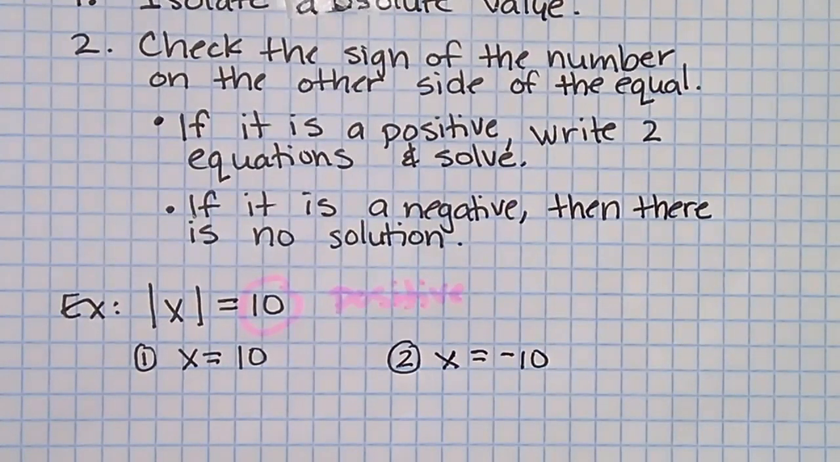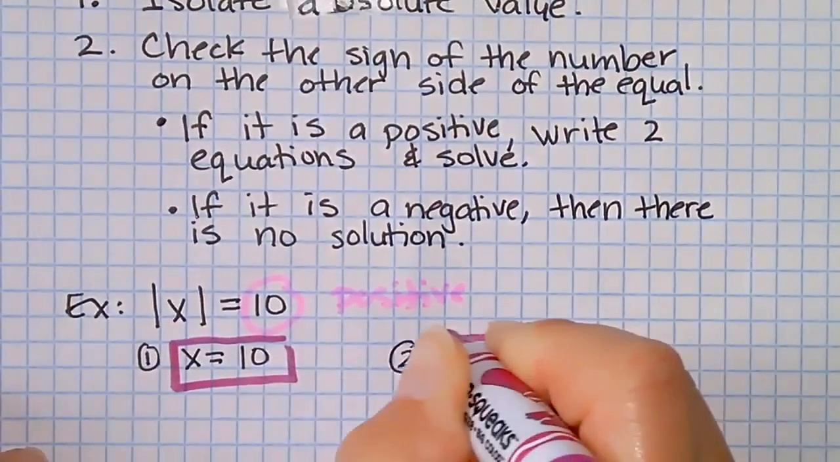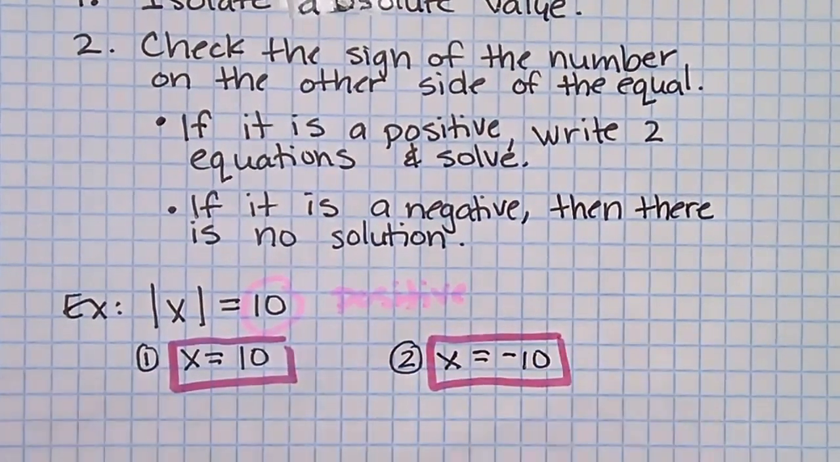Now, in this case, once you do that, you actually have your answers. Your two answers are x is equal to 10, and x is equal to negative 10. So now let's take it one step further.